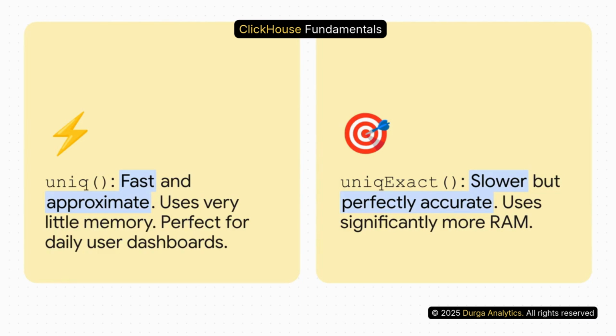Okay, so what if you need to count unique users? ClickHouse gives you two options, and this is a classic speed versus accuracy trade-off. You've got uniq, which is blazing fast, uses very little memory, and gives you a really close approximation. It's perfect for things like real-time dashboards. On the other hand, you have uniqExact. It gives you the 100% perfect number, but it's slower and uses way more memory. For most production cases, like tracking daily users, uniq is absolutely the way to go.